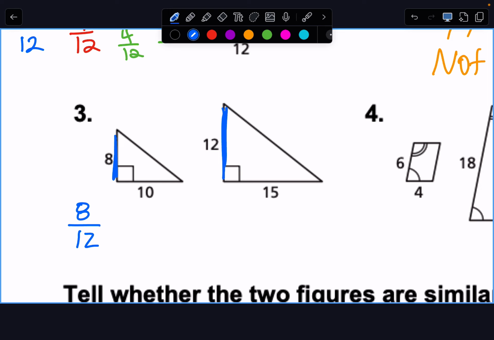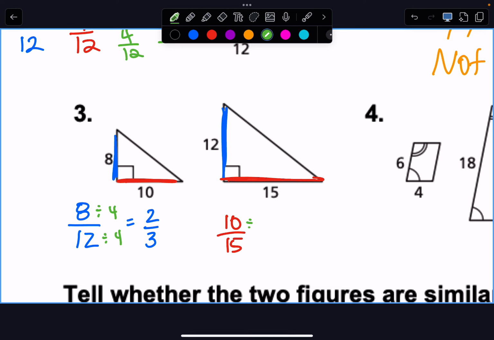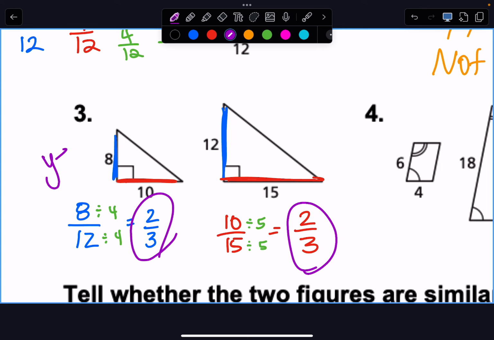Okay, I need your help. Jared, what number can we reduce this by? 4. So we can reduce this down to 2 over 3. All right. 10. What is its denominator going to be? 15. Both of those can be reduced, and when we reduce those, we get 2 over 3. So, what is our answer, yes or no? Yes, those two proportions are the same. Or those two ratios are the same.